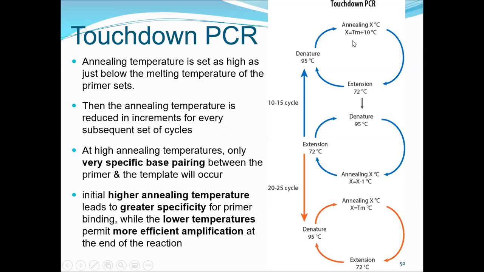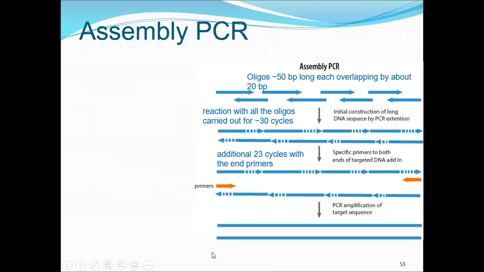So the idea behind using this is we want very specific DNA to be amplified. So if you increase the annealing temperature, only highly specific regions get amplified, removing the parts which should not get amplified or which are not our target sequences. So this touchdown PCR is important in many cases.